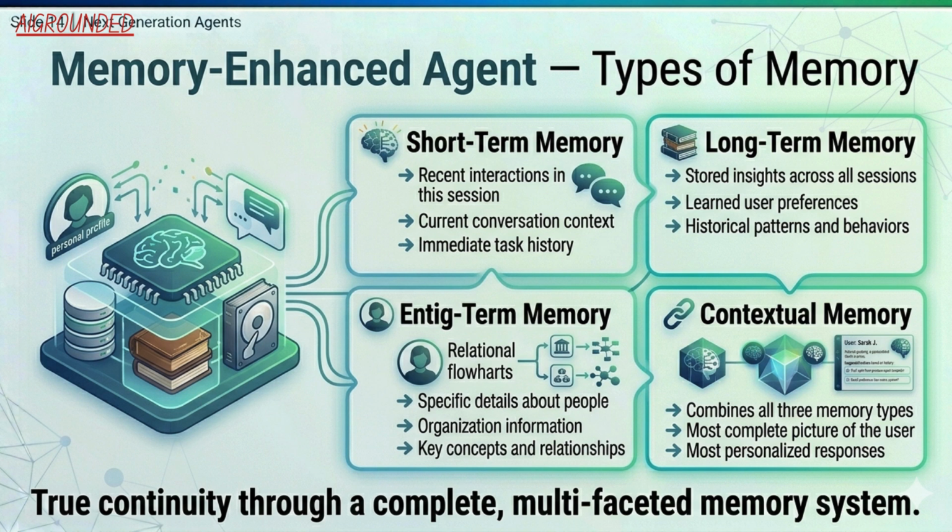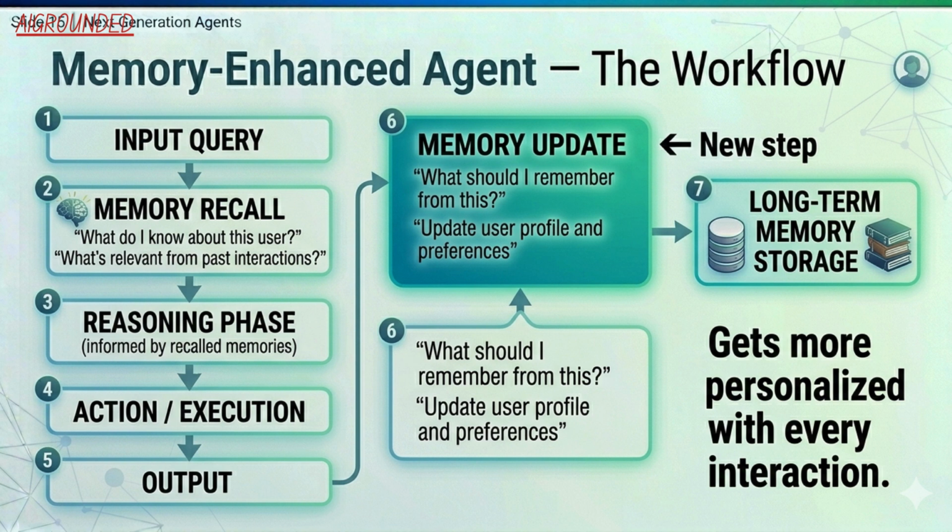Together, these memory types create something that feels remarkably like a human assistant who truly knows you. The workflow of a memory enhanced agent introduces two important new steps at the beginning. Before even starting to reason, the agent goes through a memory recall phase. It asks itself what it already knows about this user, what past interactions are relevant to this current request, what preferences and patterns should inform its response. This recalled context then feeds into the reasoning and execution phases, making everything more relevant and personalized from the start.